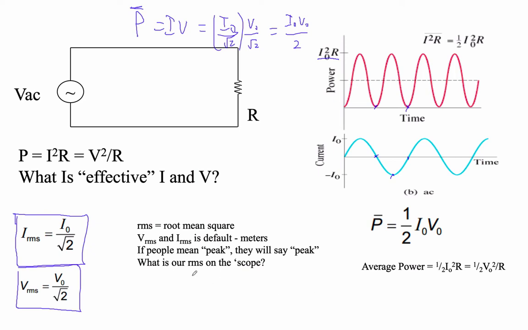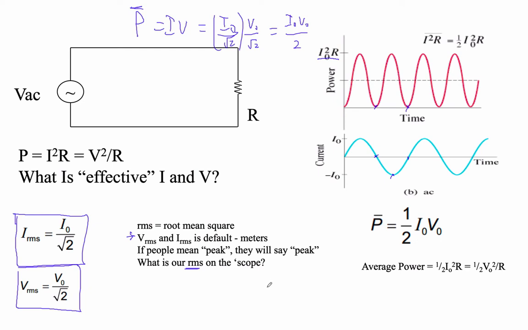So what we talk about is root mean square. When you use a voltmeter in alternating current land, that voltmeter reads RMS. If it doesn't say peak, it's RMS. If we mean peak, we will say peak. If we don't say peak, it's RMS. That's what it is when we're talking about alternating current.